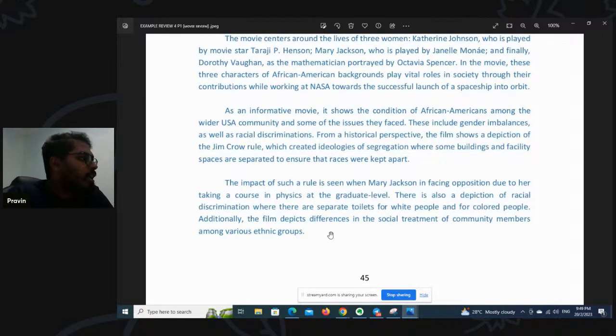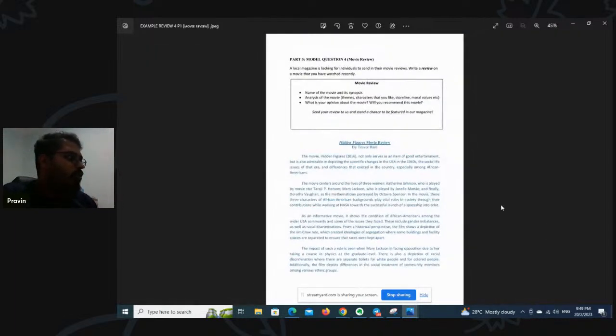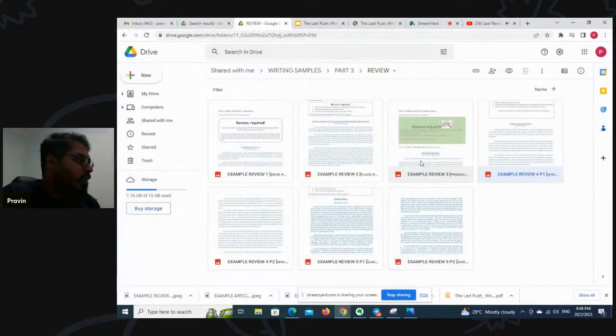Okay, the impact of such a rule is seen when Mary Jackson. Here it gives the story of what happens in the movie. So this student is very good. This one is 20 over 20, confirm. This one we don't have to read. We read another review. Let's look at.